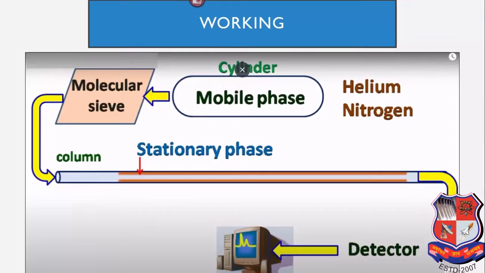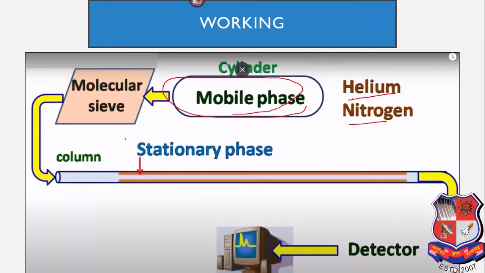Now, how does it work? First, helium or nitrogen gas is provided as the mobile phase. These are inert gases, so they have no impact on the process and do not react with it. After that, the molecular sieve passes to the column, which contains the samples. Whatever sample we have collected passes to the stationary phase, where inside the stationary phase grease, wax or some insulation is provided. After that, it passes to the detector.